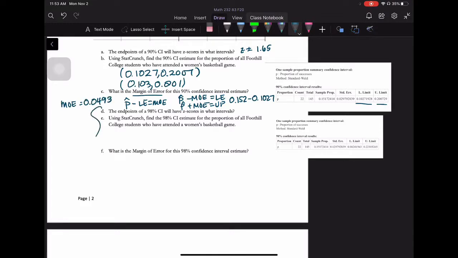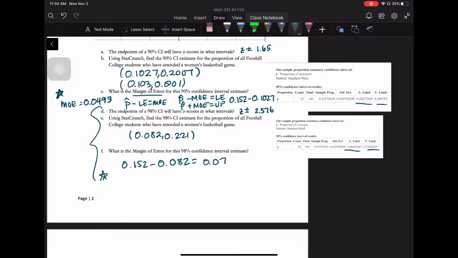Now, in StatCrunch, they give you 99%, not 98. So this is a new value, 2.576. The confidence interval for this was 0.082 to 0.221. And then the margin of error, again, we take our p hat of 0.152 minus our lower endpoint and get 0.07. So notice that the margin of error for the 90% is smaller than the margin of error for the 98%. The more confidence you have, the larger your margin of error is going to be.